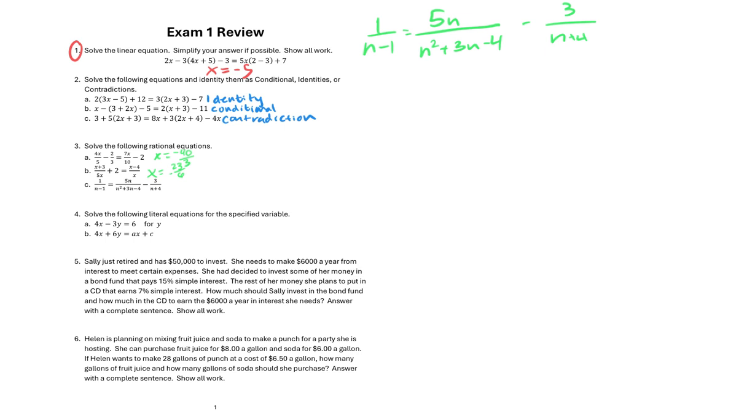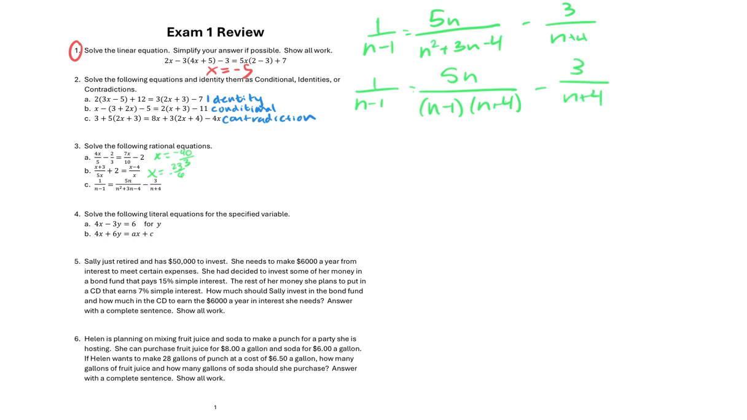Great. So step 1 is I want to factor out this middle denominator to see what those factors are. So we need two numbers that multiply to negative 4 and add to positive 3. So those are going to be 4 and negative 1, right? So then we can rewrite this as 1 over n minus 1 is equal to 5n over n minus 1 times n plus 4 minus 3 over n plus 4.